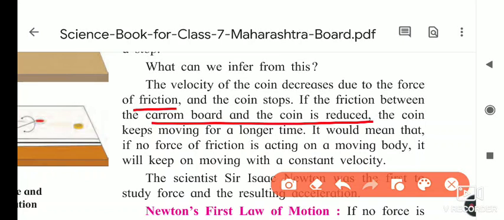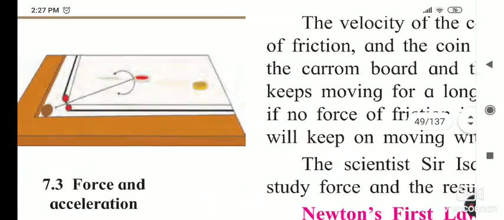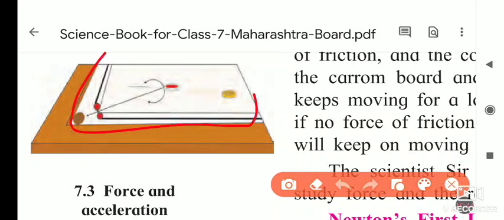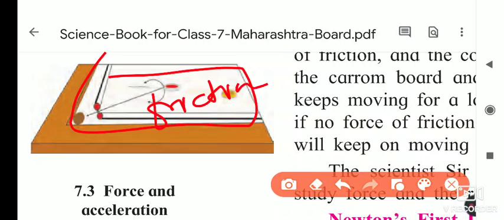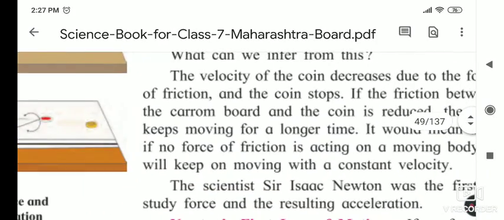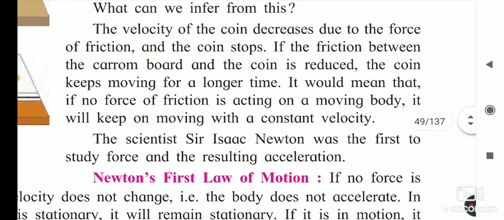This is the carom board and here is the coin. To reduce the friction, we throw powder, talcum powder, or the carom board's powder, on the carom board, and because of it the friction reduces. Due to this, the coin moves more: when we strike it, it covers more distance and moves forward.